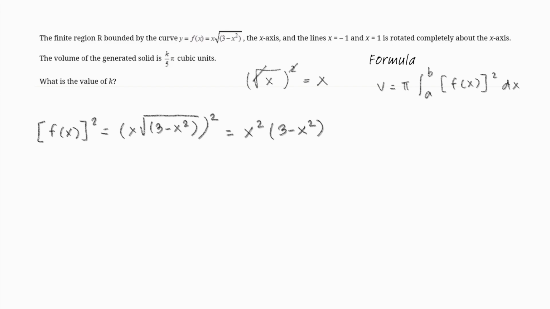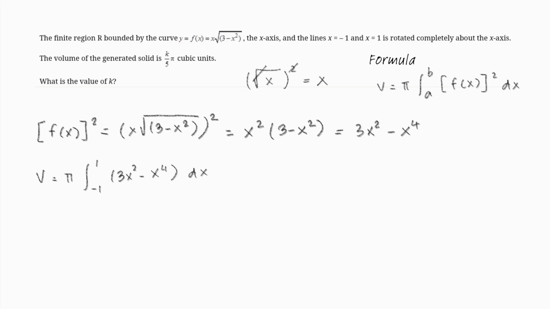Let's distribute the x squared to get the polynomial, 3x squared minus x to the fourth power. Now, we can start integrating our function. So we have the integral from -1 to 1 of 3x squared minus x to the fourth power. We will be using the power rule to integrate our functions.